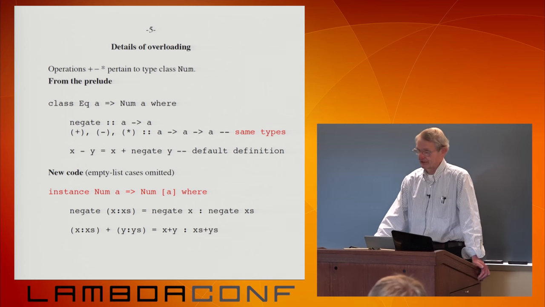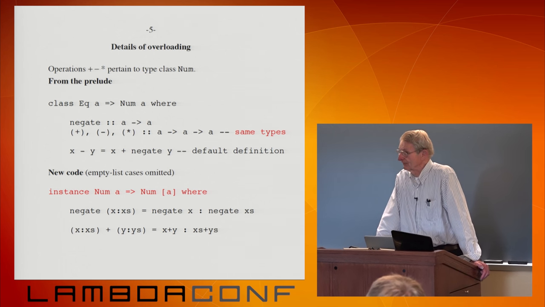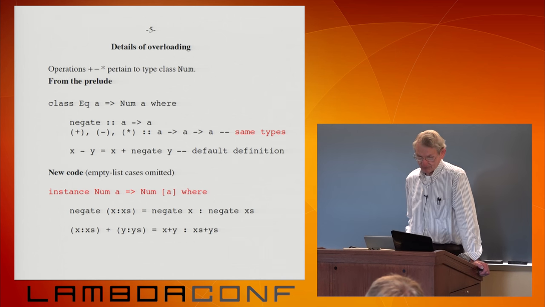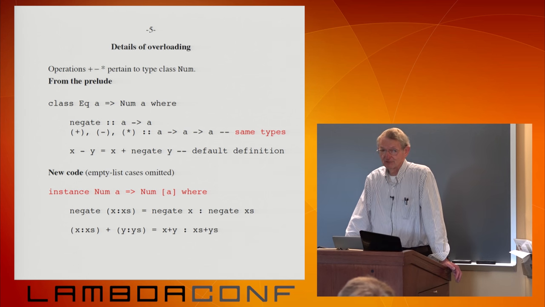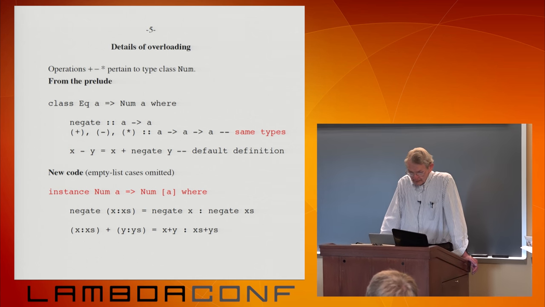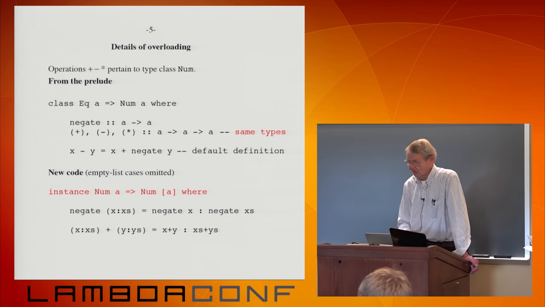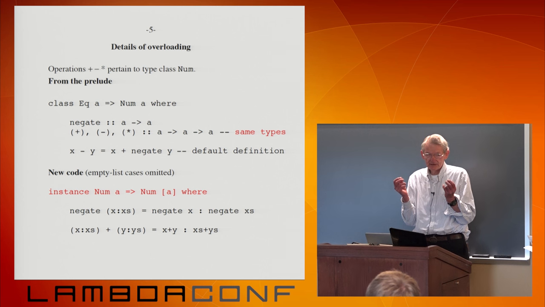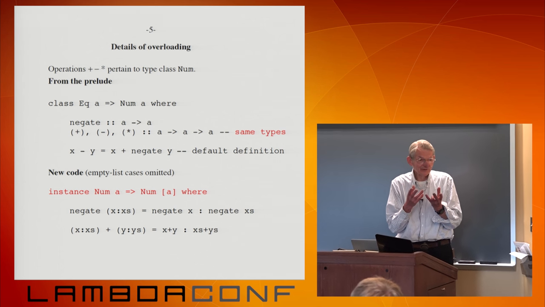The numerical class, class Num, has a few standard functions attached to it: add, subtract, multiply, negate. And here is a piece of the definition from the standard prelude. Negate is a function from some numeric type to the same type. Addition, multiplication, and division, and subtraction, similarly. And in red, I say same type. This is critical. It is defined that you can only add two things of the same kind. And for multiplication, that makes a difference because you can't multiply a power series by a scalar.